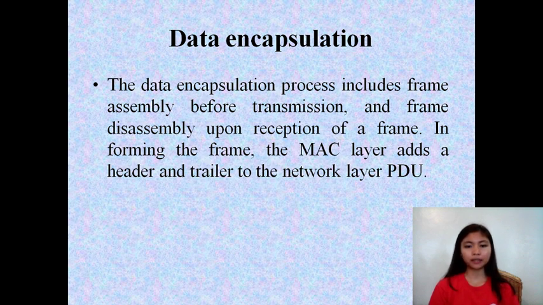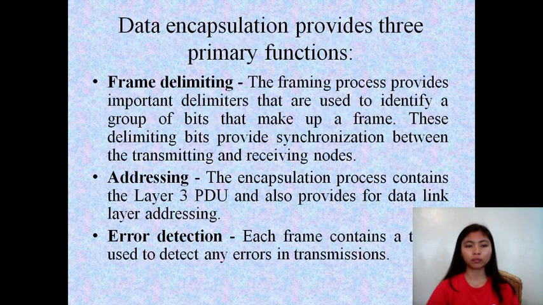In forming the frame, the MAC layer adds a header and trailer to the network layer PDU. Data encapsulation provides three primary functions. First is frame delimiting. The framing process provides important delimiters that are used to identify a group of bits that make up a frame. These delimiting bits provide synchronization between the transmitting and receiving nodes. For addressing, the encapsulation process contains the layer 3 PDU and also provides for data link layer addressing.